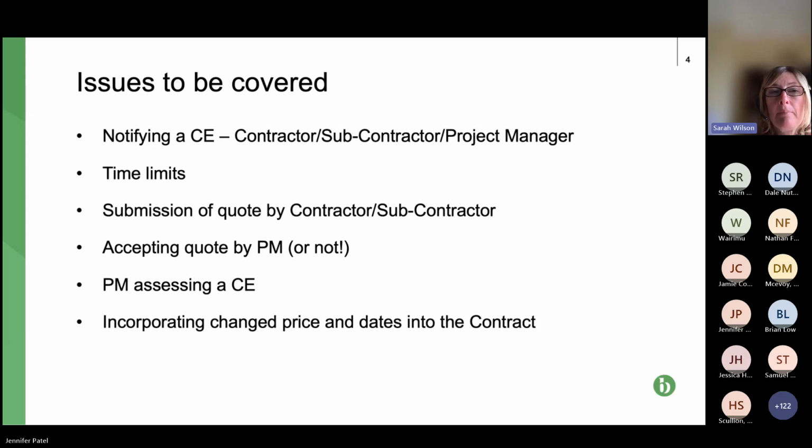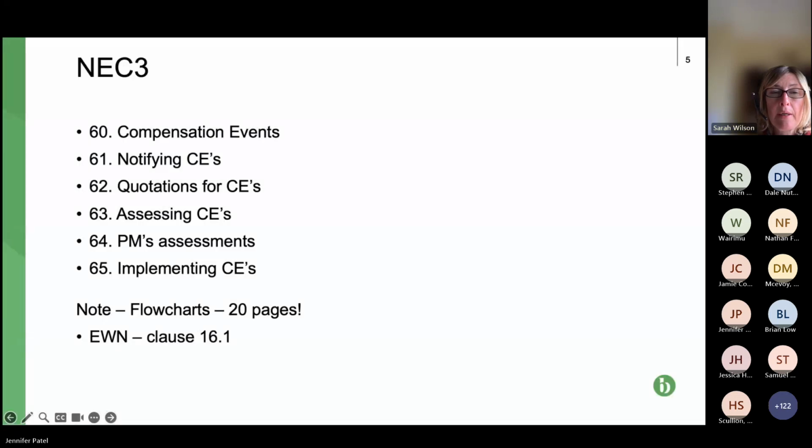So if we can move on to the next slide, please, Jen. Yeah, so these are the clause numbers that we've been talking about. If you look at clause 61, notifying a CE, 62 is preparing the quotation, 63 is assessing the quotation, 64 is the PM assessing the quotation, and 65 is implementing.